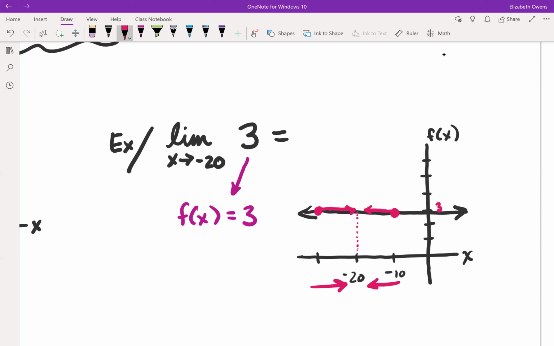It's actually consistently a y value of 3 all the way across, but even as we're getting close to negative 20, our y value is 3. Okay, so that is our limit. All right, it's the y value that we were approaching right here. Okay, so there we go.